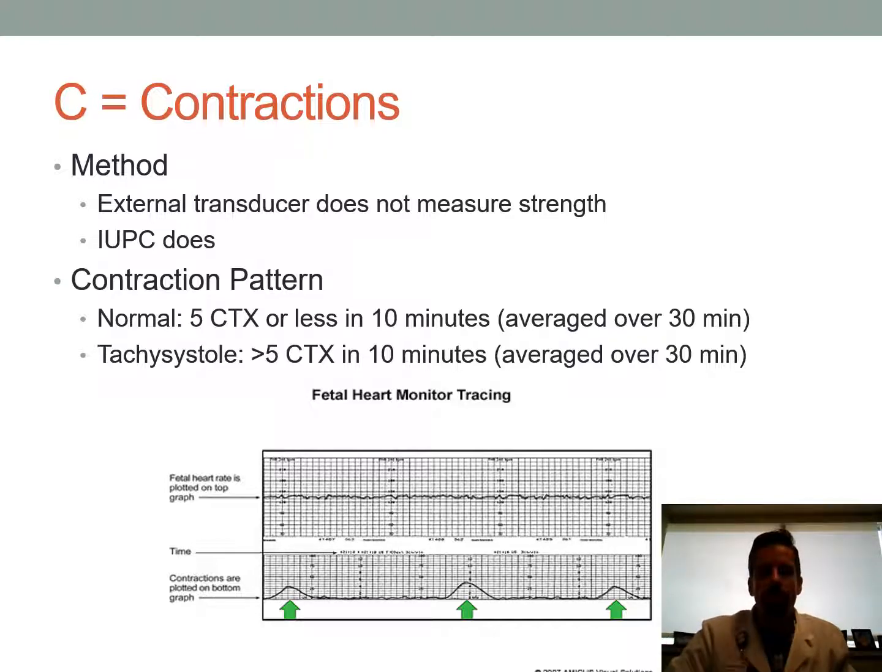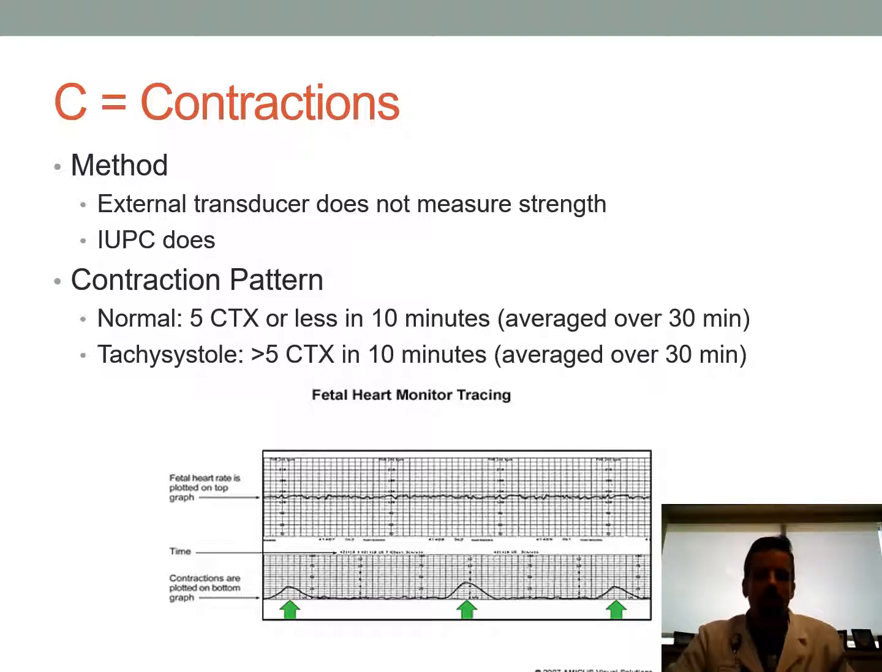That's going to measure the pressure inside of the uterus. And then direct palpation with your hand on the maternal abdomen can give you a sense of how strong the contraction feels. If you look through nursing notes, you'll often see this described as mild, moderate, or strong based upon their palpation. But the external transducer, again, key point, does not measure strength of contractions. It just says, is a contraction present? Yes or no.